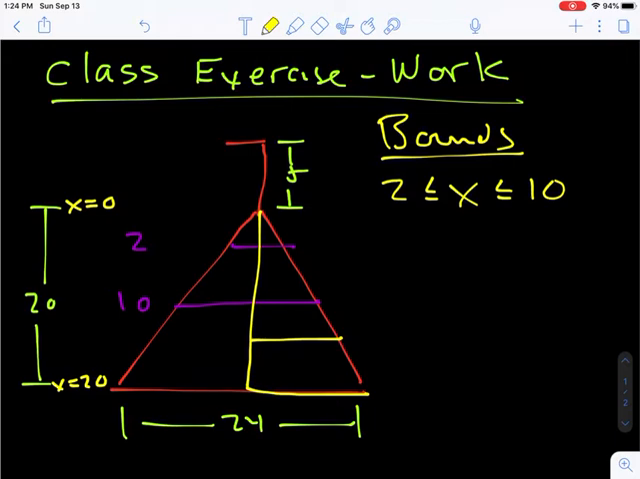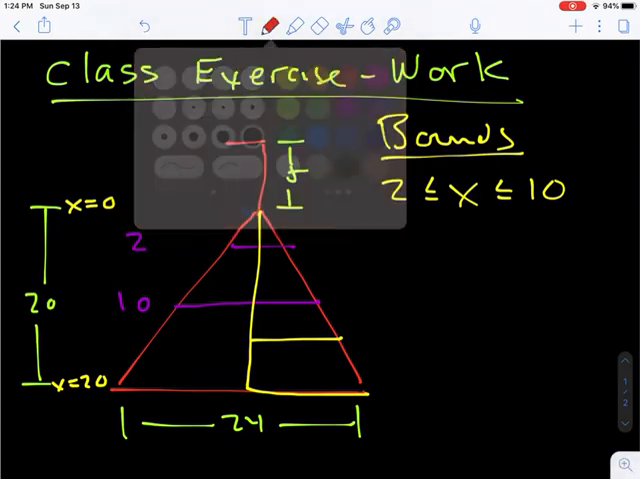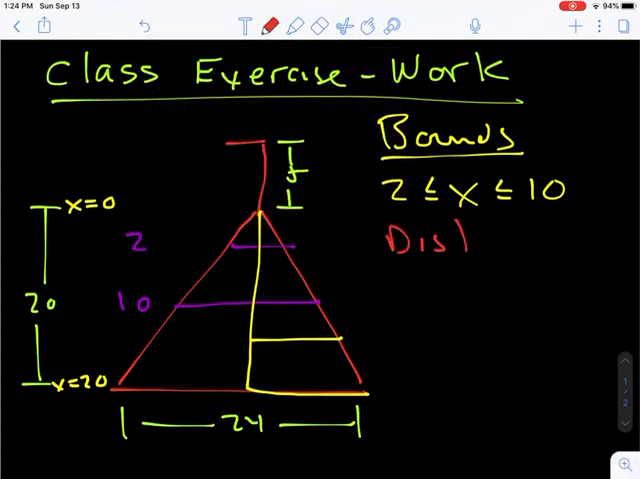The other thing we need to determine is the distance that we are pumping water. We're going from an x value of 2 to an x value of 10. So the distance is some distance x plus the 5-foot spout, this 5 feet up here. So the distance is simply x plus 5.